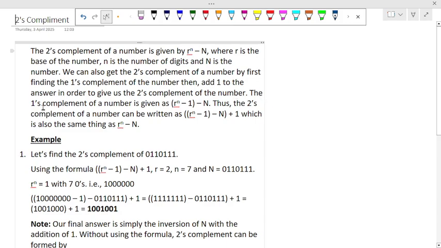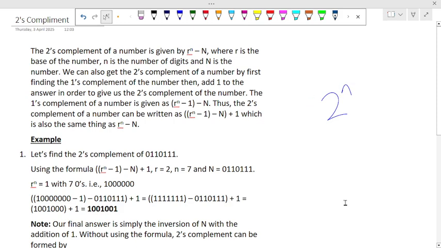Remember that the 1's complement of a number is given as this. I believe you remember that from the previous video. Thus, the 2's complement of a number can be written as this, where this part is the 1's complement. Once you add 1 to it, this 1 will add to this minus 1, that's 0 now. Which is also the same as saying R to the power n minus N, exactly the 2's complement.